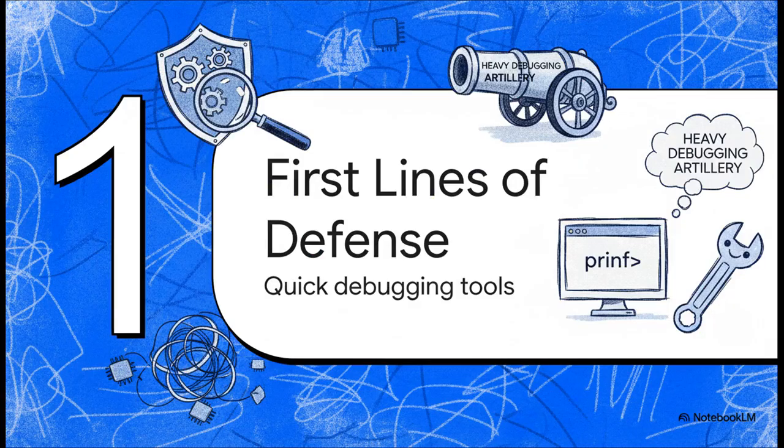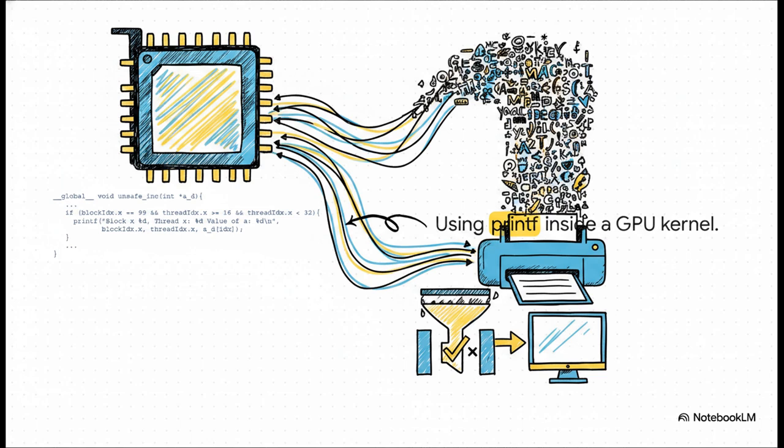All right, part 1, first lines of defense. Before we bring out the really heavy debugging artillery, our quickest tool is an old friend, the standard printf function. You can actually call this right from within a GPU kernel region, which is fantastic because each thread can print its own local state. But a quick warning here. If every single thread prints its state at the exact same time, you are going to be hit with an absolute wall of text that will practically freeze your terminal. So always use conditionals to limit exactly which threads are allowed to print.